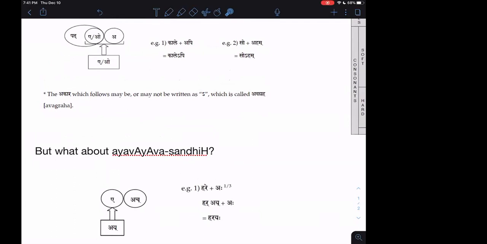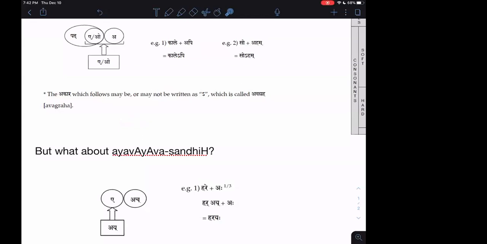Okay. It actually has nothing to do with the visarga. This is what I want to show you guys. So notice how A or O has to be at the end of a pada. Here in this example, the A is actually not at the end of the pada, right? We're making 1-3 of Hari Shabda. The ending of the pada is this akara, right? So I don't have an A or O at the end of a pada. So that's why ayavayava sandhi applies here and not purvarupa-sandhiḥ.